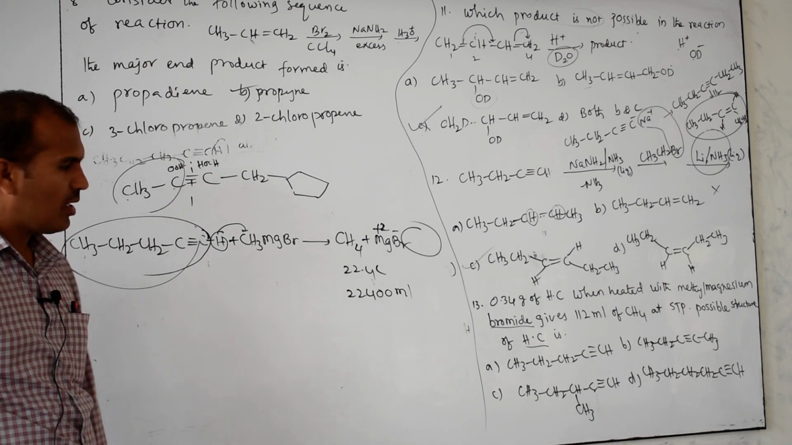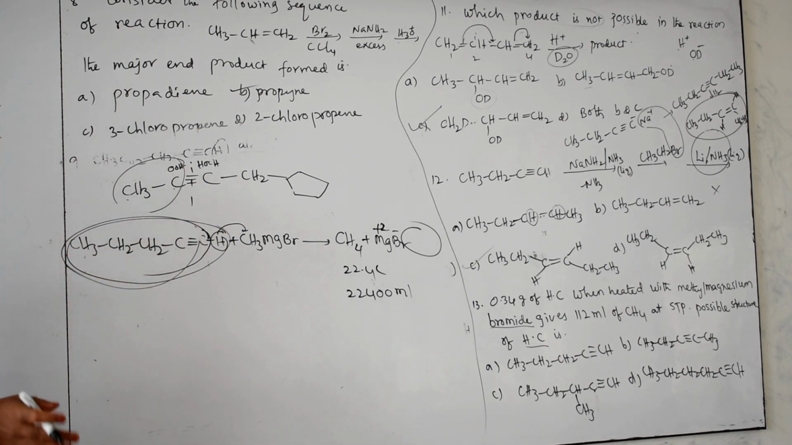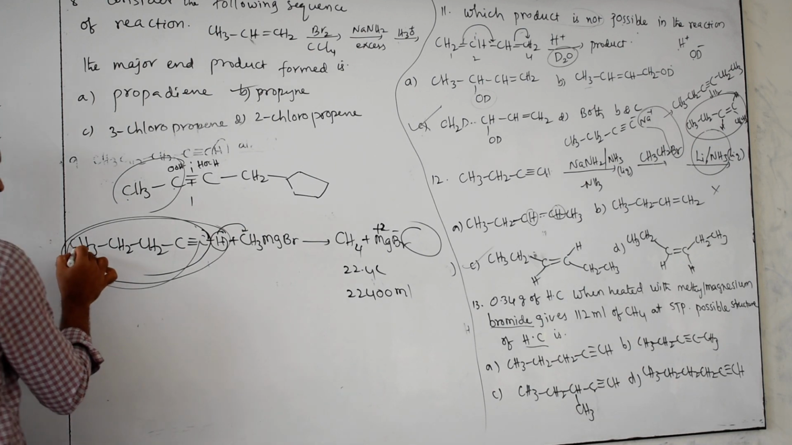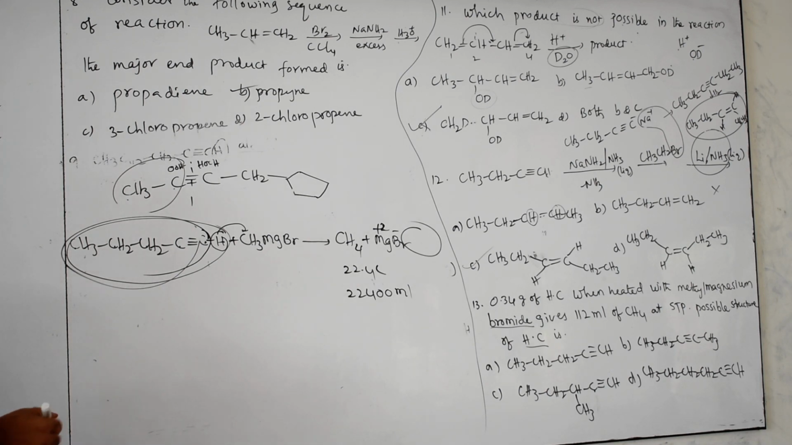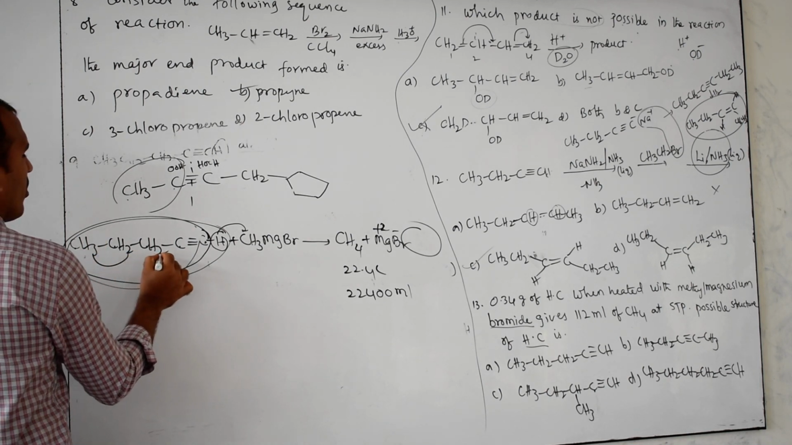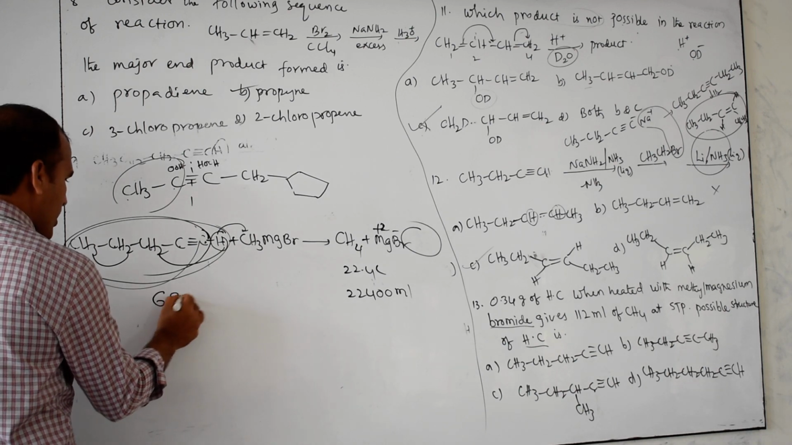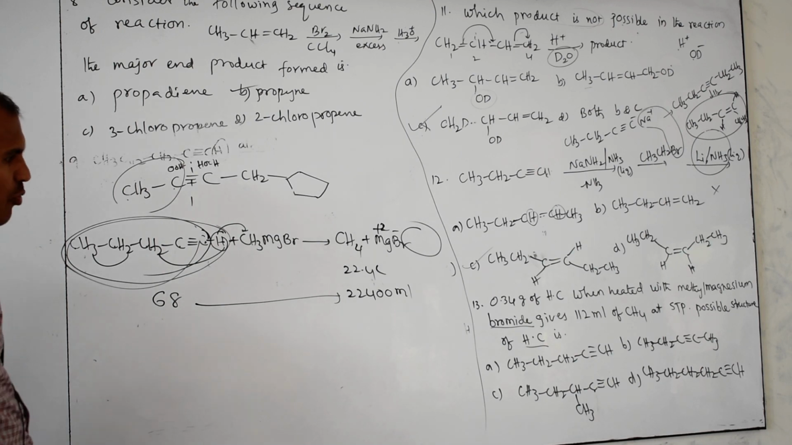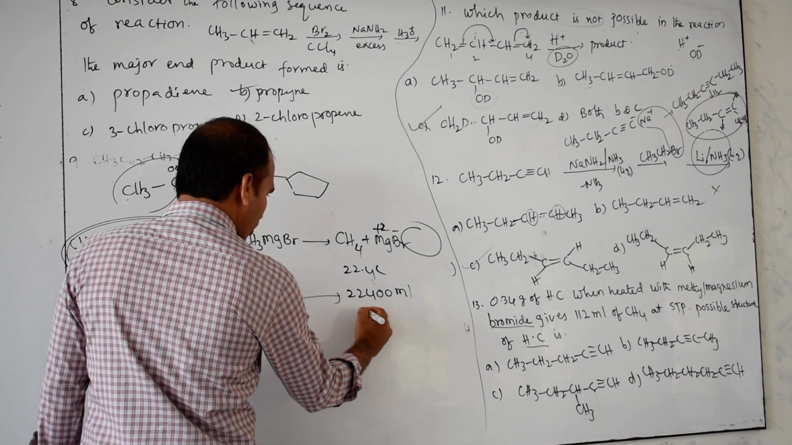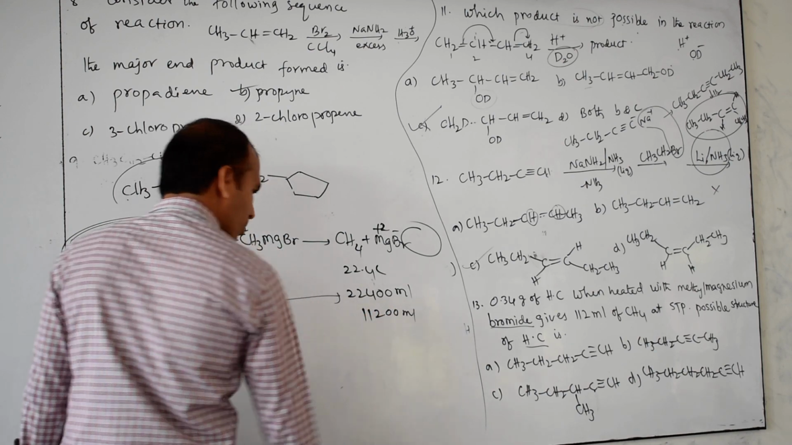22400 milliliter. Clear? Then this hydrocarbon is also considered in gas form only. Then how many carbons are there here? 1, 2, 3, 4, 5. 5 into 12, 60. 60 plus how many hydrogens are there? 8. 60 plus 8, 68. 68 gram gives 22400. If it is half, what is that? 11200 milliliter. Yes or no?